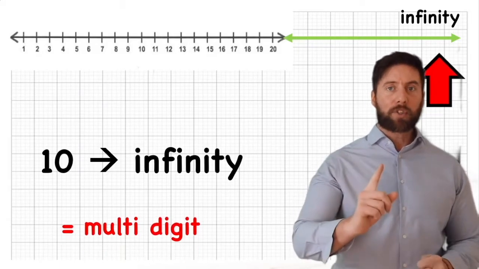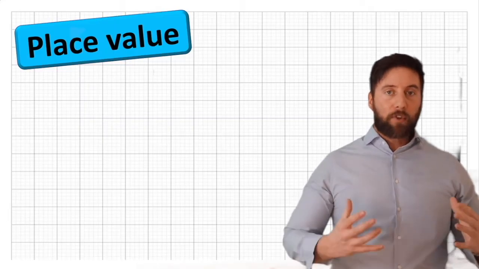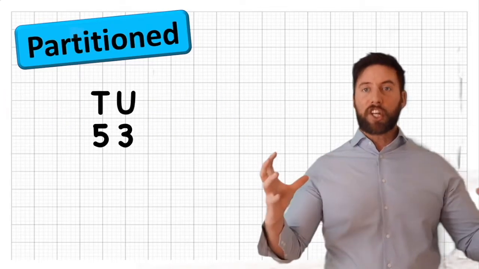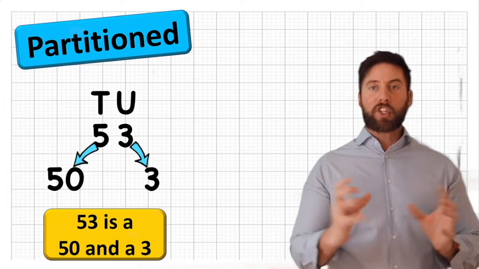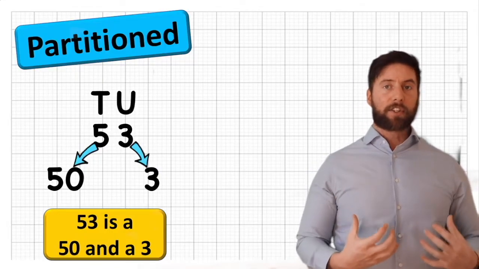Okay, so that's very important to understand before we start. The reason that place value is so important to understand before we start is because we're going to use our understanding of place value to partition and break up our multi-digit numbers back into more manageable chunks that are easier for us to multiply.